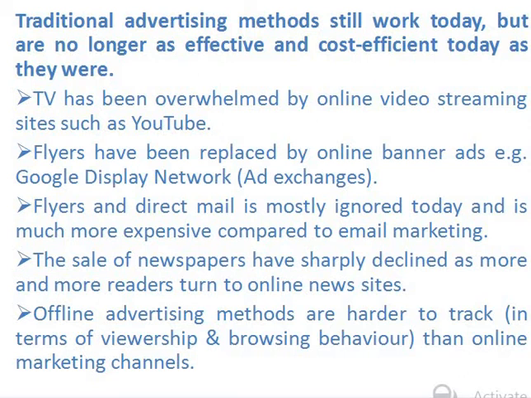Offline advertising methods are harder to track in terms of viewership and browsing behavior. As we know, we cannot track how many people are watching our television ad or our newspaper ad, but we can track on digital marketing or social media marketing how many are visiting our website from a particular channel. So these ways we have discussed in previous slides as well, that is how digital marketing is winning over conventional or traditional marketing, right? So these are the differences.